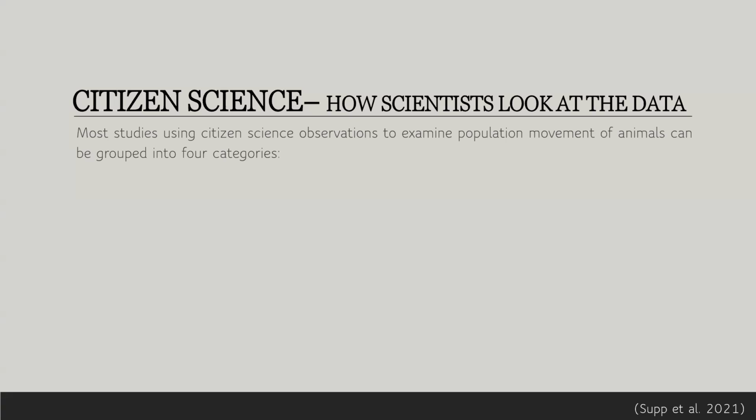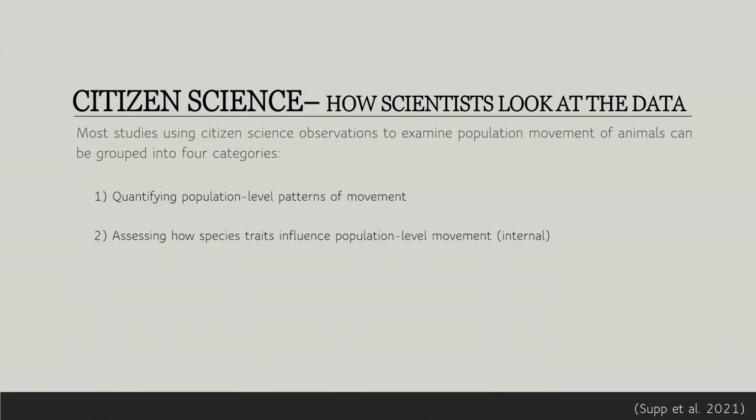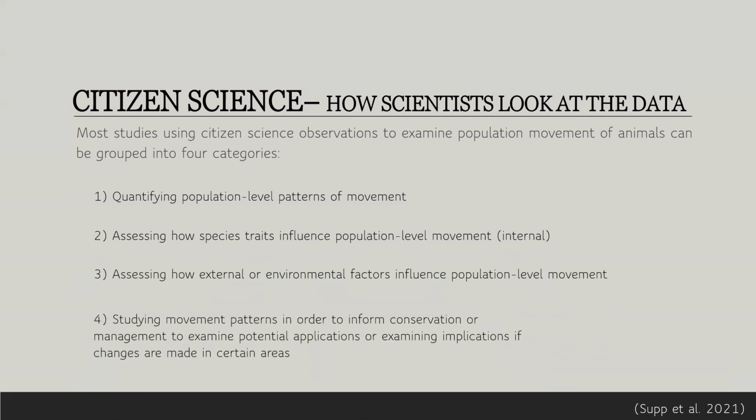What I found when I was researching how to pull citizen science and do research is that most of the research being done can be grouped into 4 different categories. They're using observational data to quantify population level patterns of movement. They're assessing how species traits influence population level movement, so that's internal factors. They're looking at how external and environmental factors influence population level movement. And they're studying movement patterns in order to inform conservation or management.